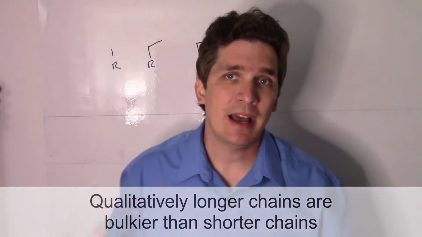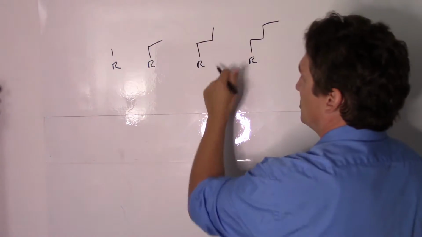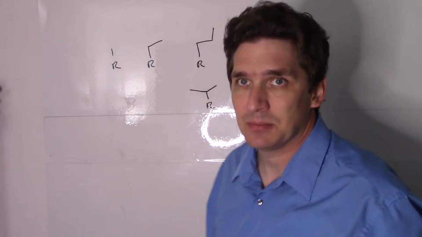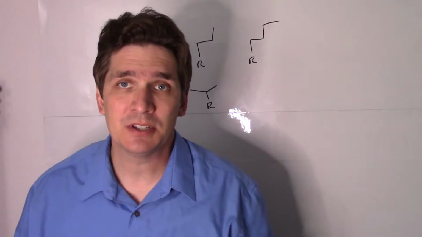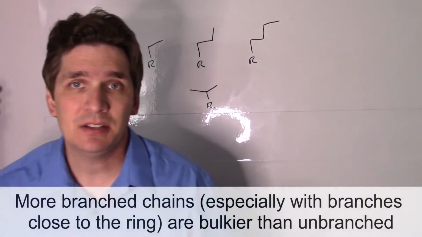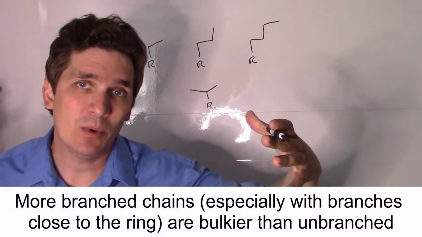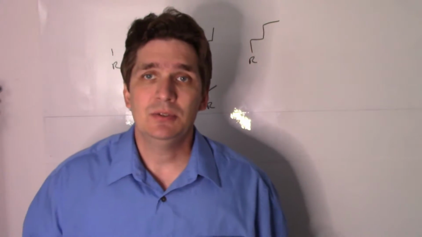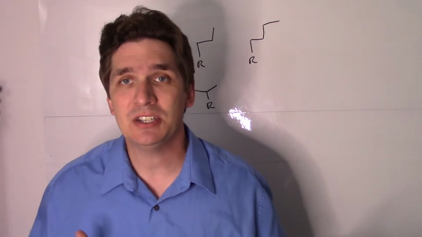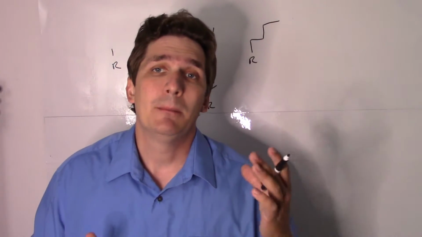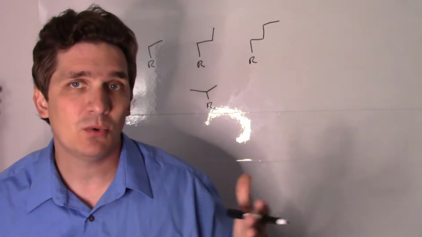But let's say we take isomers of these chains. Let's say we take the propyl and we compare it to isopropyl. Well, the isopropyl is going to be bulkier, by sheer merit of the fact that it's got all the atomic weight clustered up against the carbon that's bound to our ring. So the length of the chain and the branching of the chain are going to basically dictate what's considered bulky. But that said, this is a very qualitative approach.